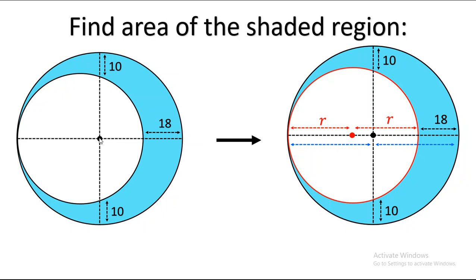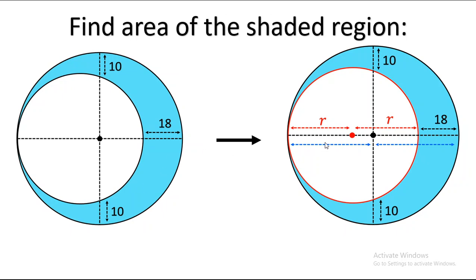This dot is the center of the larger circle and these two circles are touching each other at a tangent point. 10 is the distance between these two circles at this place, 18 is the distance between the two circles at this place, and again 10 is the distance between the two circles at this place.